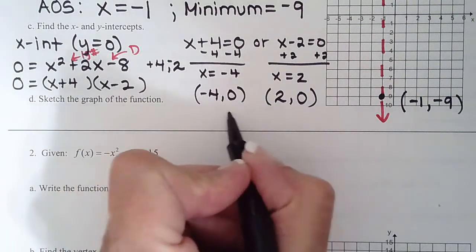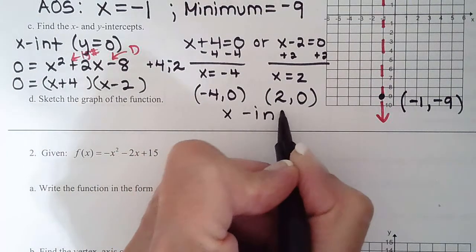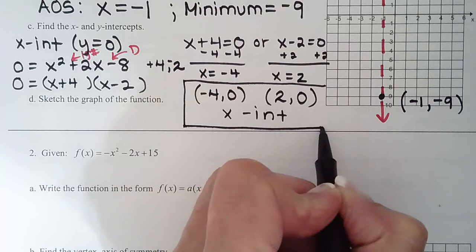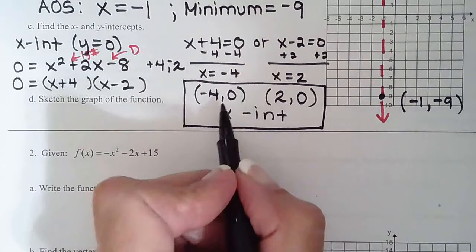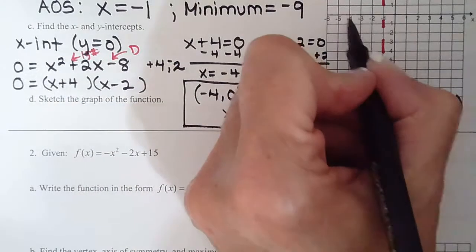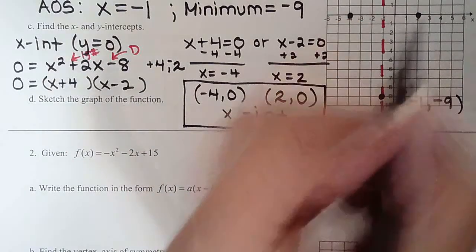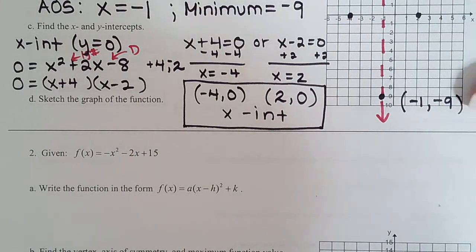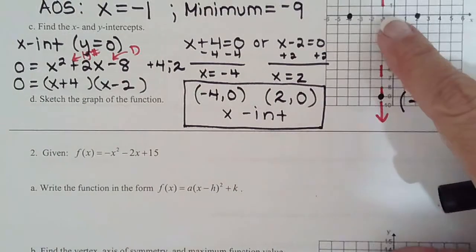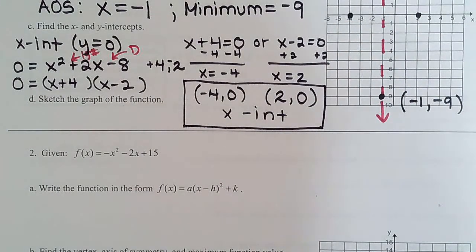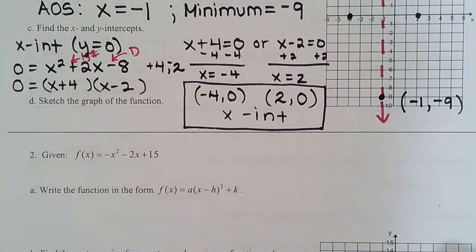So there are my x-intercepts. So let's box those. And let's go put them on the graph. That'll be 0.2 and 0.3. So negative 4, 0 and 2, 0. And you kind of know if you're on track at this point because everything's symmetric. 3 to the right, 3 to the left. So the points graphed symmetrically. So that tells me I'm probably on the right track.